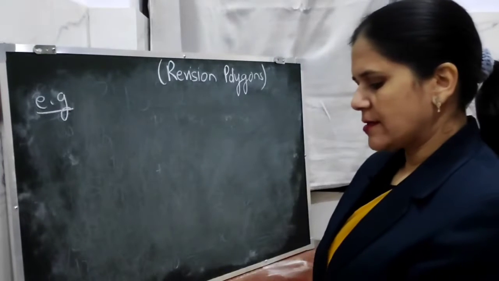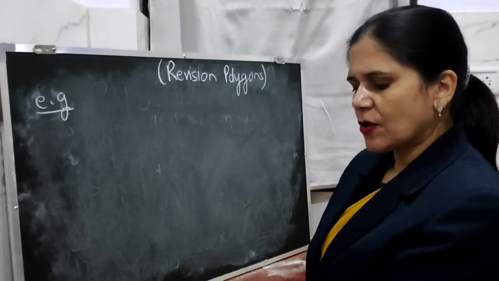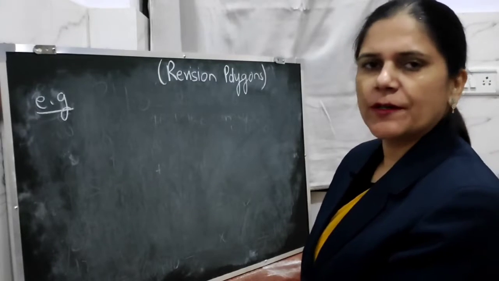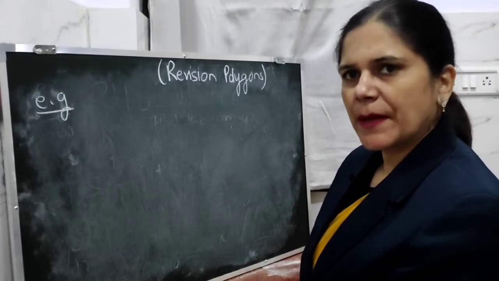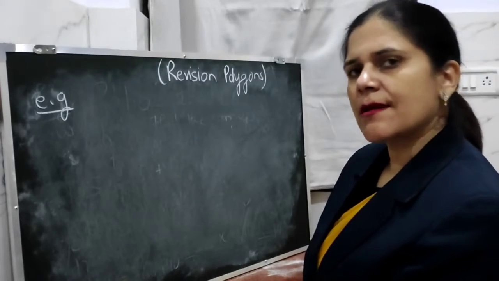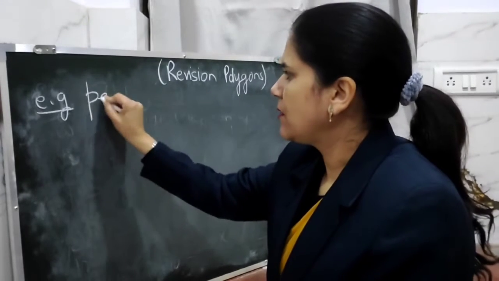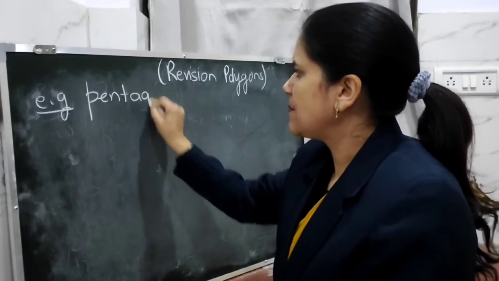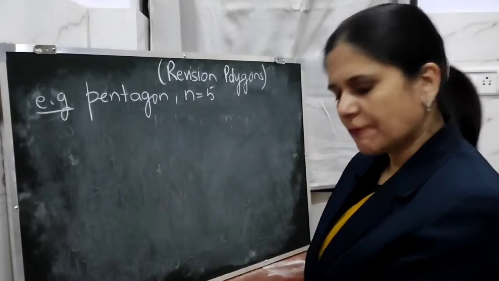Second example is here. Find the magnitude of each of the interior angles of a regular pentagon. Regular pentagon means here all the sides and all the angles will be equal. Here they have given that the polygon is a pentagon. Pentagon means the number of sides is equal to 5.